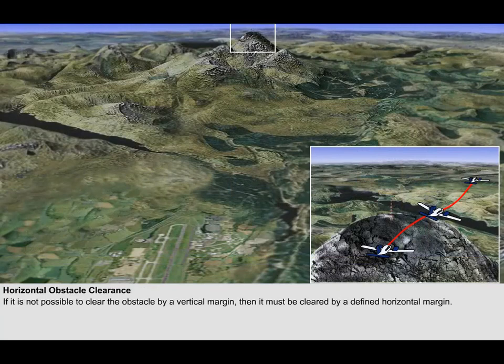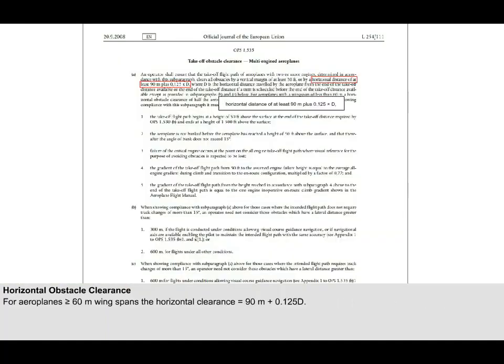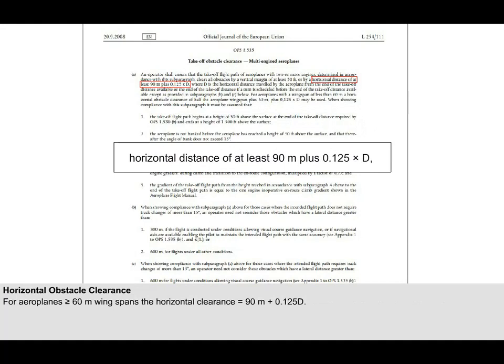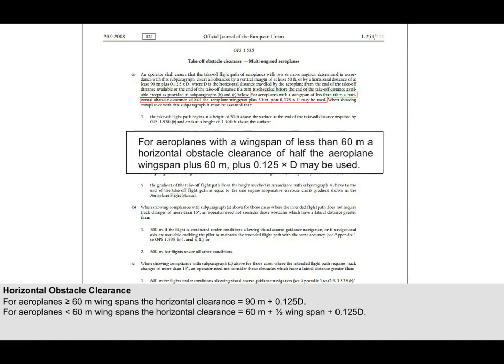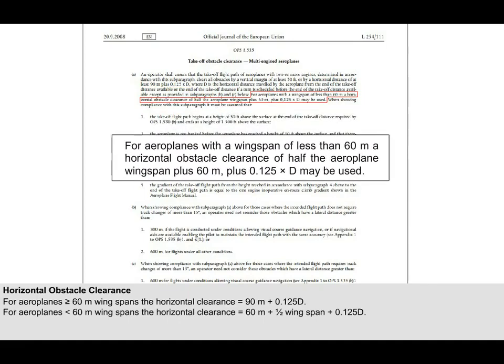EU OPS 1 requires that if the obstacle cannot be cleared by a vertical margin of 50 feet, then the aeroplane must be able to demonstrate a minimum horizontal obstacle clearance. This horizontal clearance is calculated by using a simple formula. For a wingspan of 60 meters or more, the horizontal clearance is 90 meters plus 0.125 times D. For a wingspan of less than 60 meters, the formula is 60 meters plus half the aeroplane wingspan plus 0.125 times D.